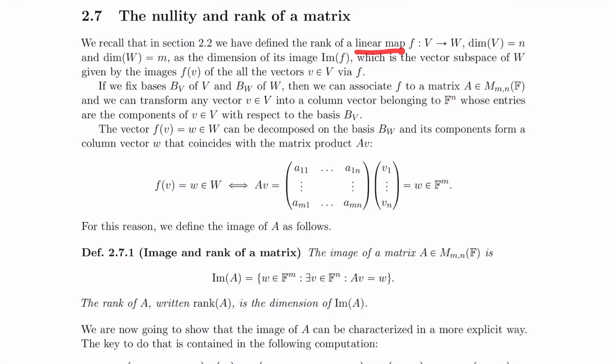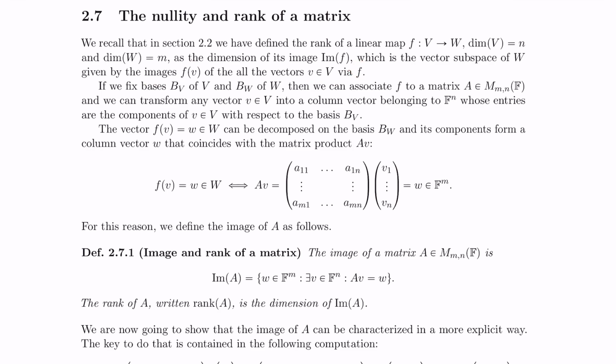Consider a linear map F from the vector space V of dimension n to the vector space W of dimension m. Then recall that the image of F is the vector subspace of W given by the images of all the vectors of the domain vector space via F.